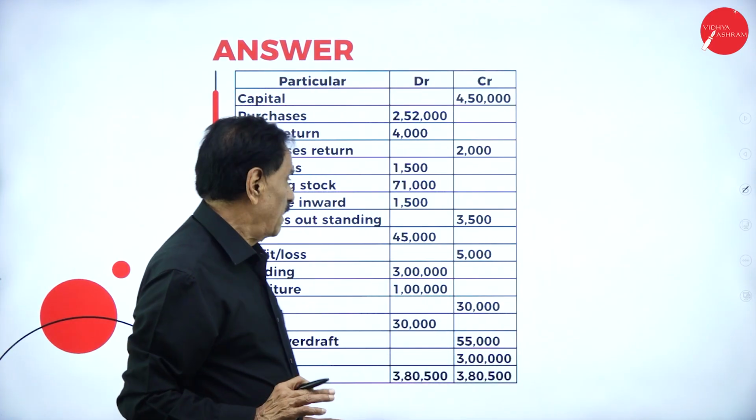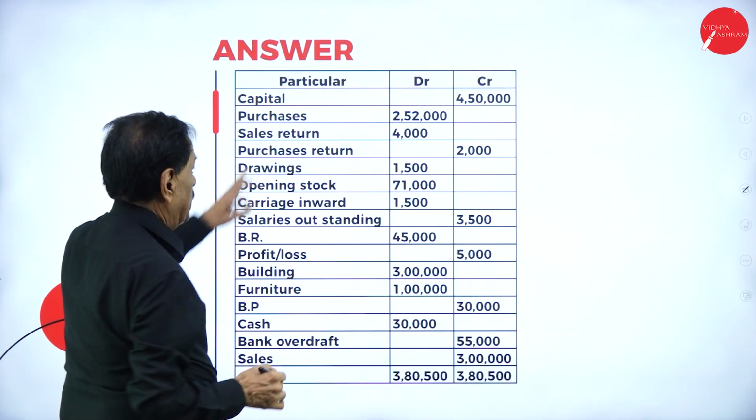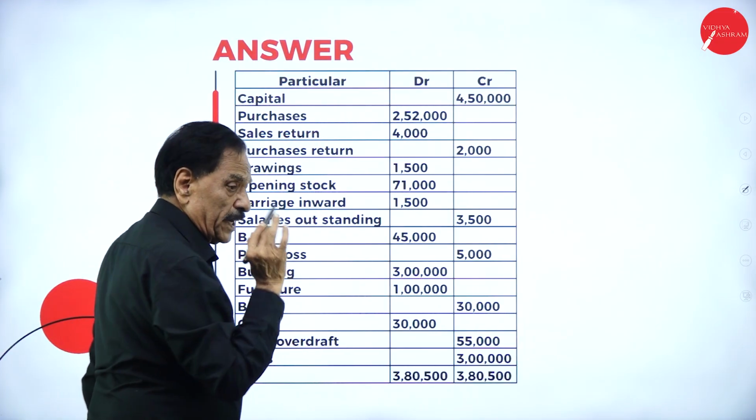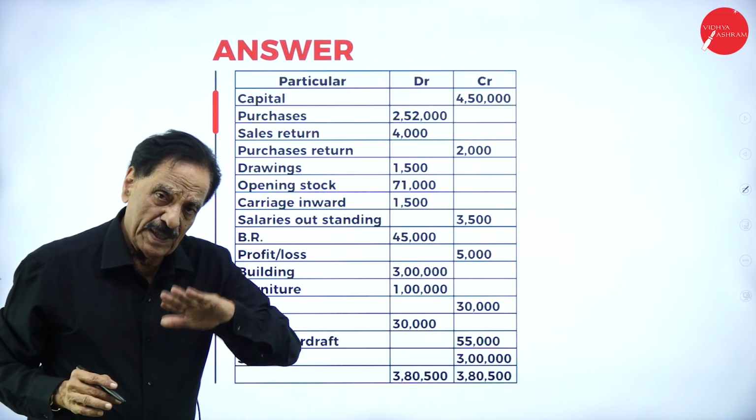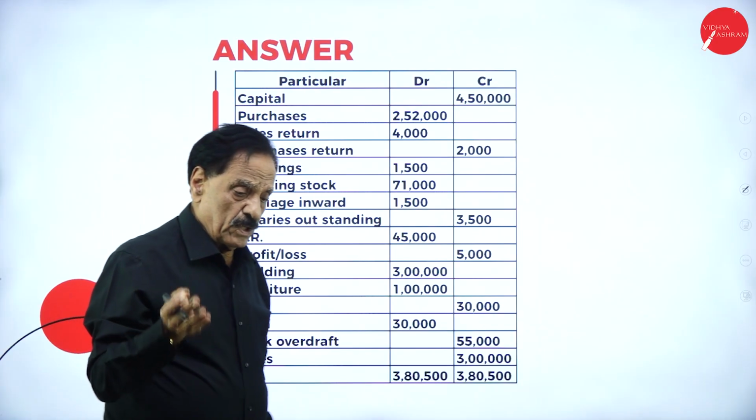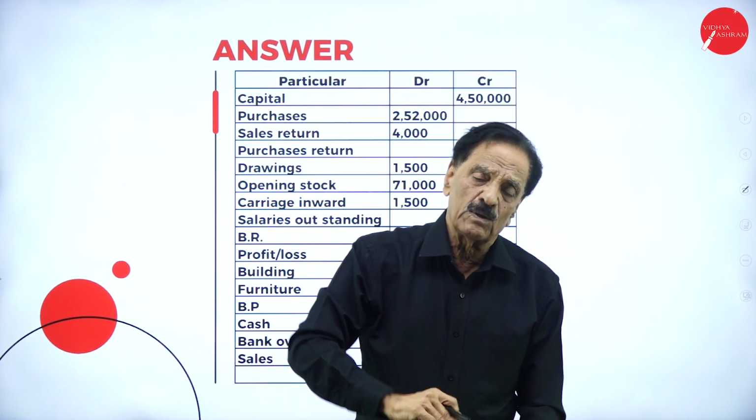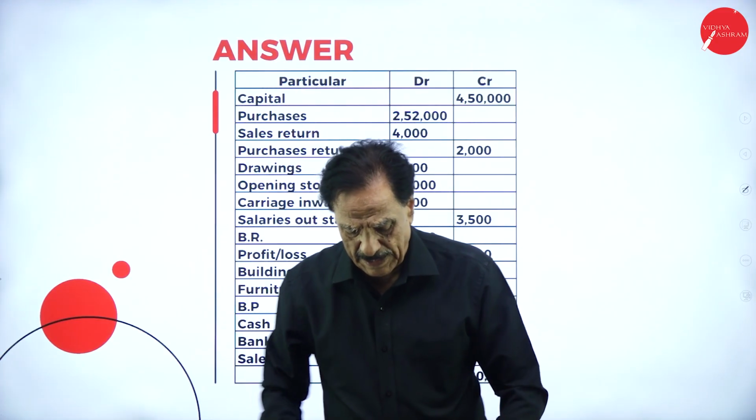This is all the same. You understand? Capital is a personal account. Capital, credit side. I told you trial balance shows the debit side and the credit side. Debit side shows assets and expenses. Credit side shows incomes and liabilities.